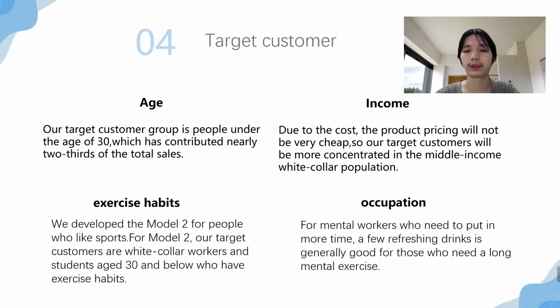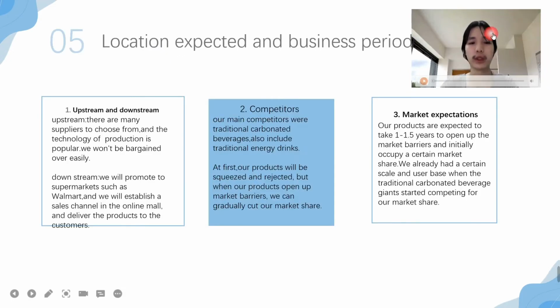Third, income. Due to the cost of new technologies and raw materials, the product pricing will not be very cheap, so our target customers will be more concentrated in the middle-income, white-collar population. Fourth, occupation. This direction is mainly used for focusing on Model 3 products. For mental workers who need to put in more time, a refreshing drink is generally good for those who need long mental exercise. Location, expected sales, and business period.